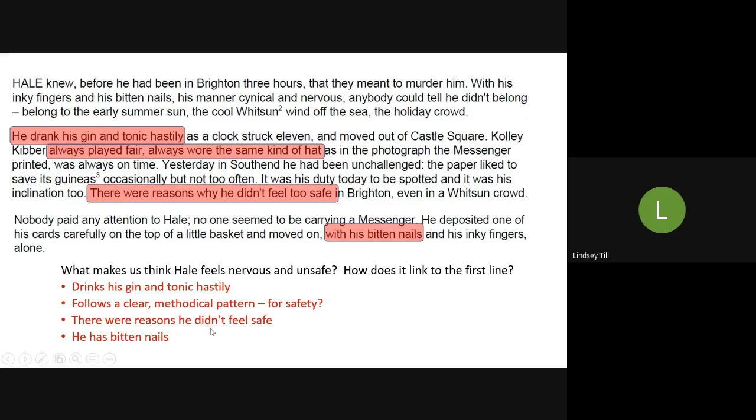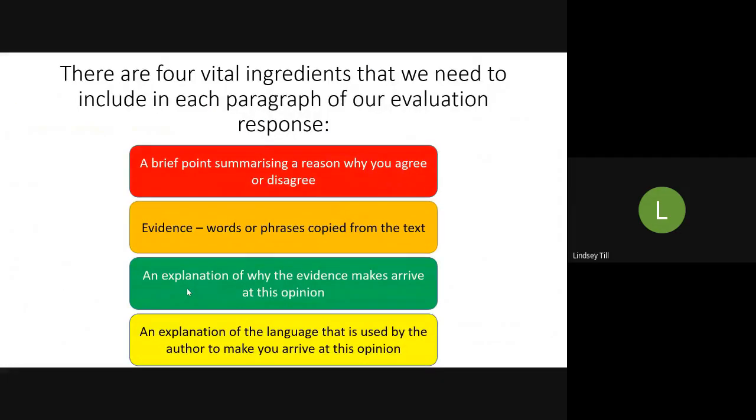You might want to say, actually, maybe he doesn't feel unsafe though, because he's walking around and he's following the same pattern. And if he really was worried, then he would take a different route every day. It's up to you what you're going to write. You don't have to agree or disagree, but we do have to include 4 vital ingredients in each paragraph of our evaluation response. So we need a brief point summarising a reason why you agree or disagree with the statement.